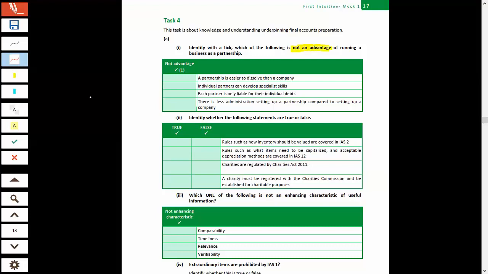So we've got 4 options. Again, it stands to reason, doesn't it? One of these is going to be a disadvantage. So let's have a look.